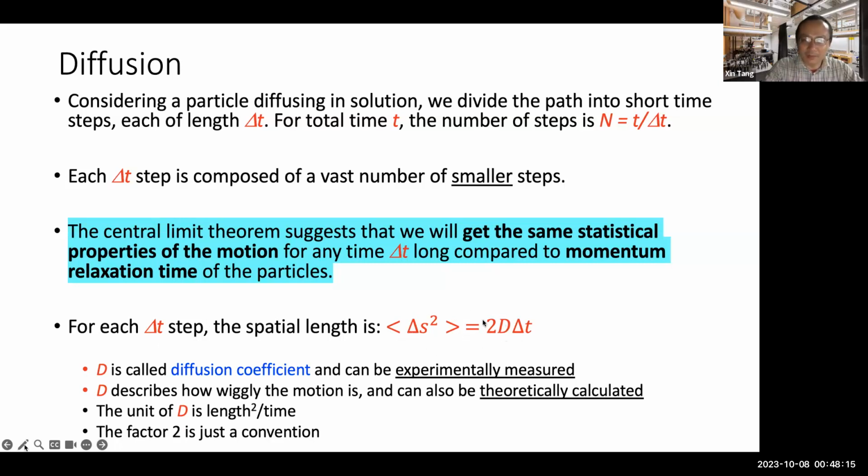Here, capital D is called the diffusion coefficient. By measuring this delta s square as a function of delta t, we can measure D. This diffusion coefficient tells us the property of the particle and the property of the surrounding viscous liquid. D describes how wiggly the motion is, and it can be theoretically calculated. The unit of D is length squared divided by time. We already mentioned that this is slower because this is a random process. It's slower than the processive motion. If there is a motion with a constant speed in one direction, then delta s squared equals delta t squared. Also, the coefficient 2 here is just for convention.